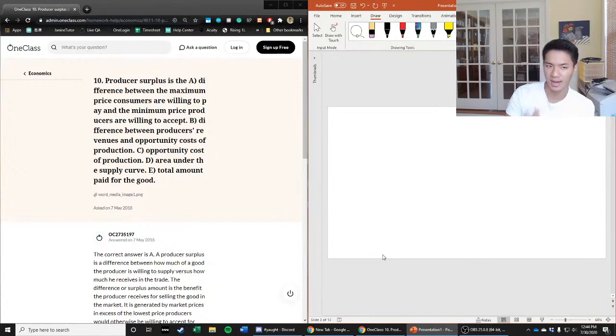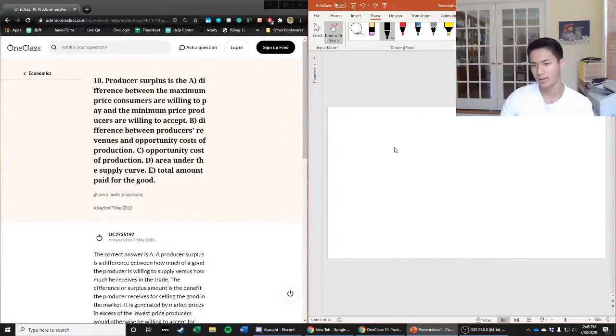Producer surplus is the: A, difference between the maximum price consumers are willing to pay and the minimum price producers are willing to accept. B, difference between producers' revenues and opportunity costs of production. C, opportunity costs of production. D, area under the supply curve. Or E, total amount paid for the good.